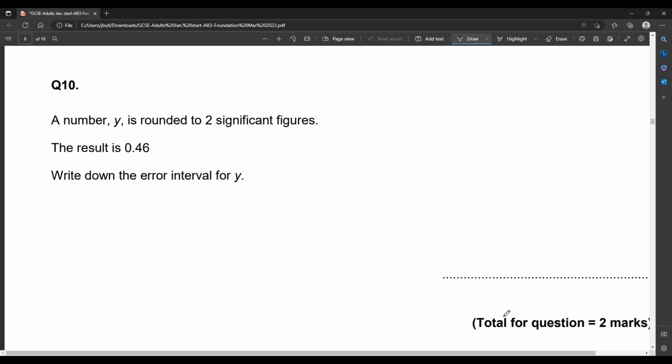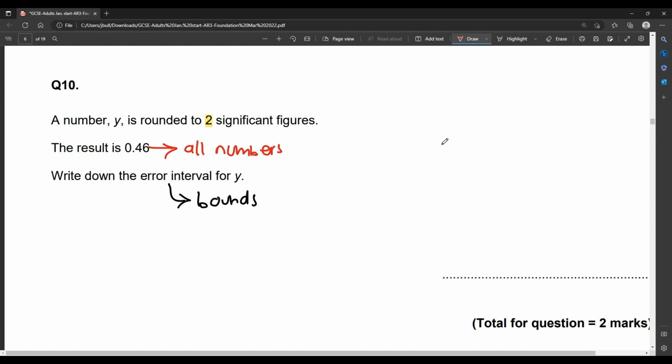And finally, question 10, we have an error interval question. Sometimes this is called error bounds or just bounds. So a number y is rounded to two significant figures. Maybe we had 3 or 4 figures before. Now we're rounding it down to two significant figures, and the result is 0.46. We want to write down the error interval. So we want to know all the numbers that would have rounded up to 0.46 or all the numbers that would have rounded down to 0.46.